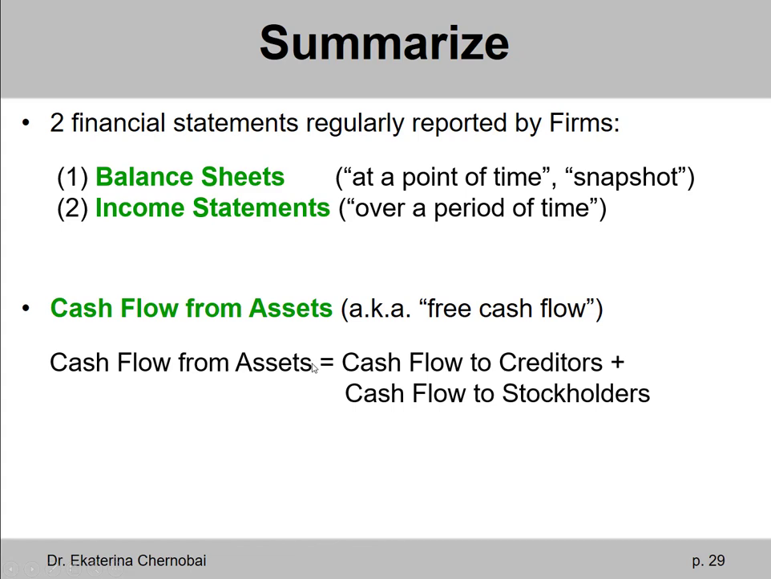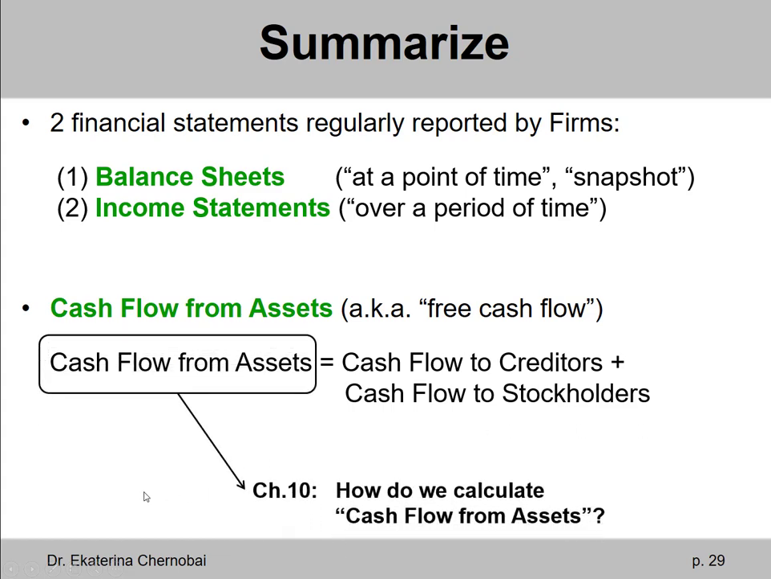So the cash flow from assets that assets generate in sum is then split between the two groups of investors that provided the funding to the firm by lending the money to the firm and buying the firm's stocks. That's creditors and stockholders. So cash flow from assets equals cash flow to creditors plus cash flow to stockholders. And in Chapter 10, we will look at cash flow from assets in more depth.